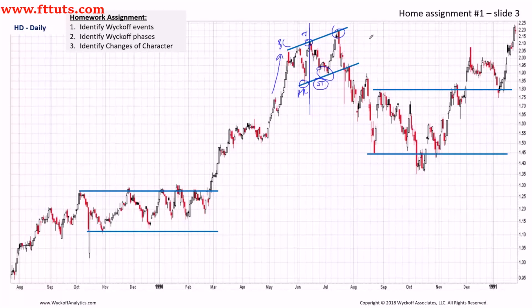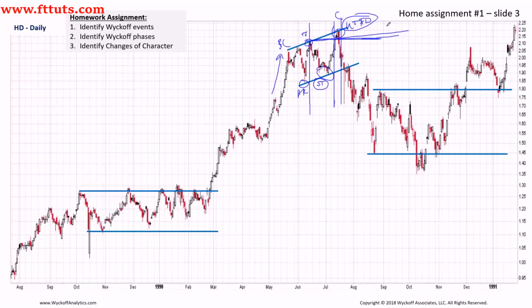Phase C is the point you marked last. Yes, phase C. So how would we label phase C here? It's this attempt to overcome the previous resistance. I would label that as an upthrust. Yes, an upthrust, and because this is a distribution, an upthrust action, an upthrust after distribution.